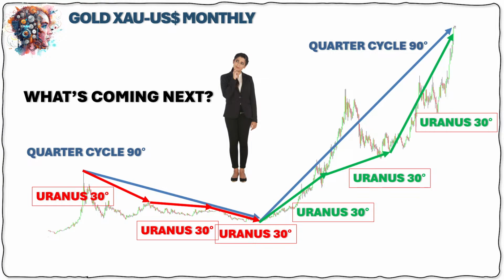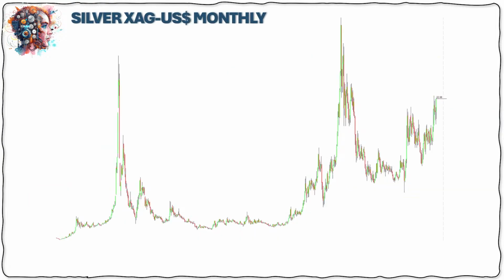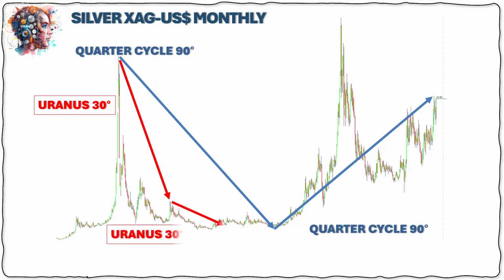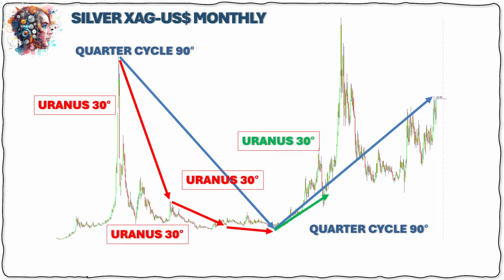Now, let's move ahead. This is silver. The pattern looks so different, but when you see, it is the same 90 degrees of Uranus price movement, and this is again the same 90 degrees of Uranus movement. Now within this, Uranus 30, repeated across the cycle.